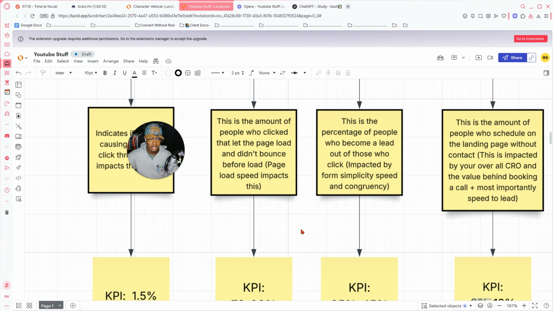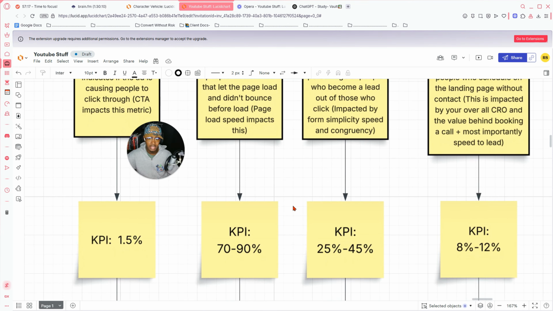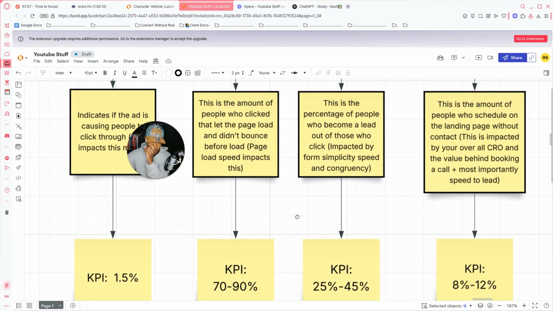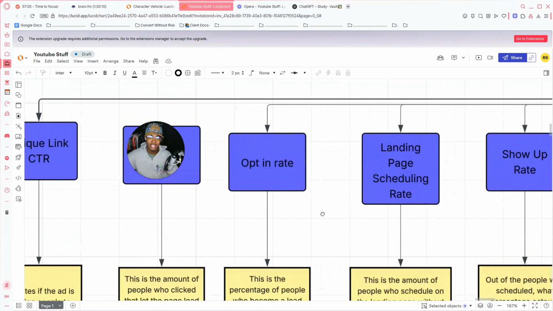Because if they click, they're somewhat interested. And if you make it seamless for them to load, then you're going to get a good rate. So the KPI for this is 70 to 90%. Of course, we have ways you can improve that, but we won't go over that just yet.